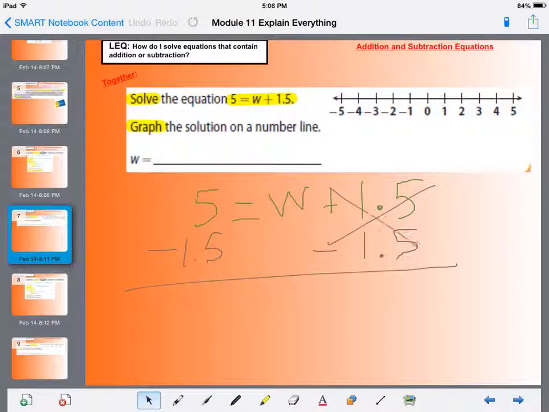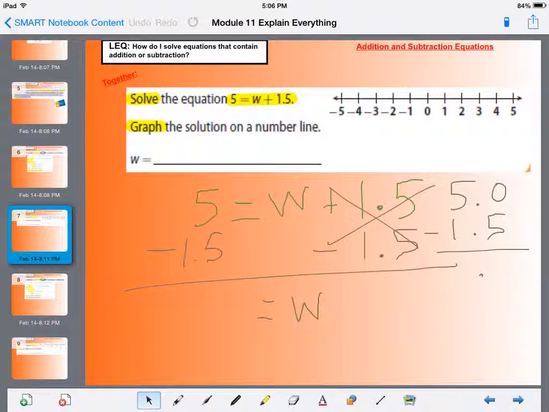That way we can cancel that out and solve for W. I asked you to please be careful when subtracting a whole number and a decimal, and make sure that you go ahead and set it up that way. That way you can line up your decimal points and you don't get confused.